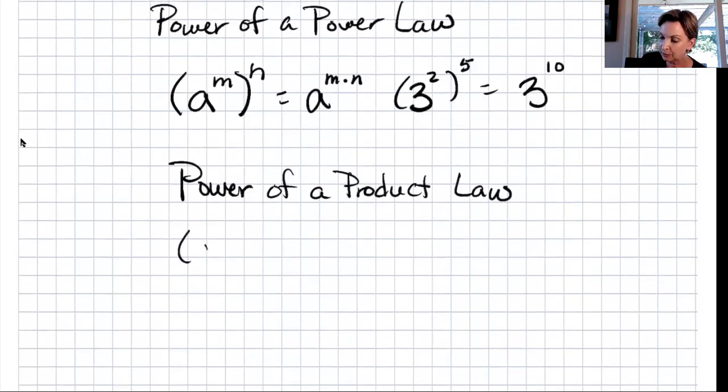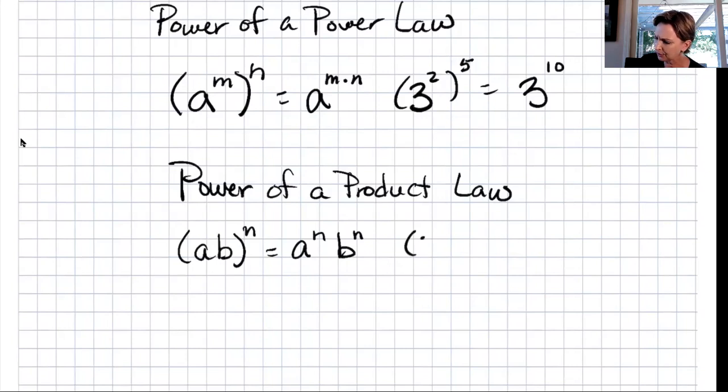The next one is the power of a product. And that's where you have a product of 2 different bases raised to an exponent. So now we're talking about two different base numbers. It's different than the other laws we've been looking at. So for this one, you can actually separate them and raise them separately to that exponent.